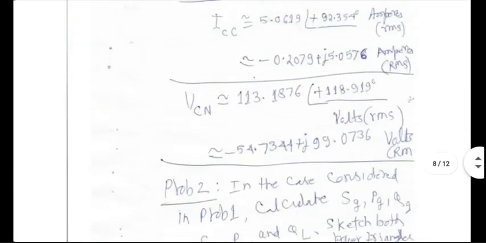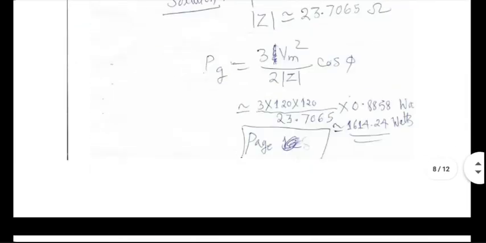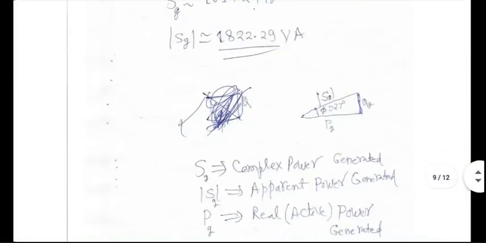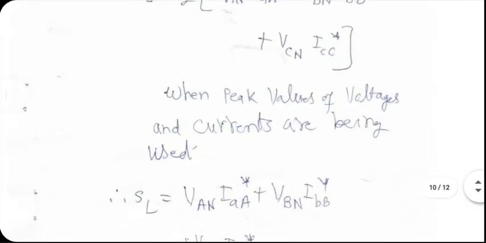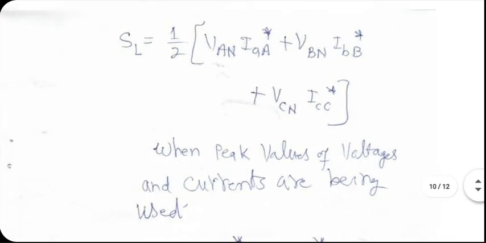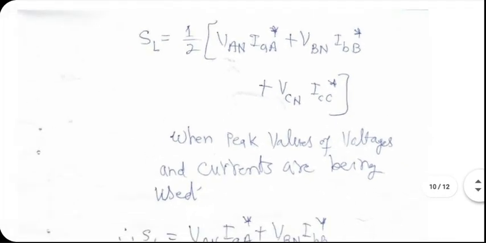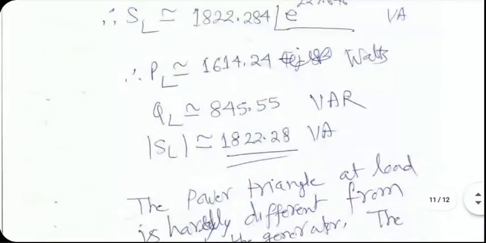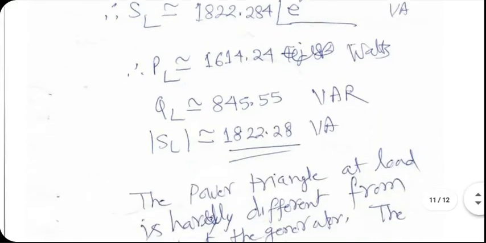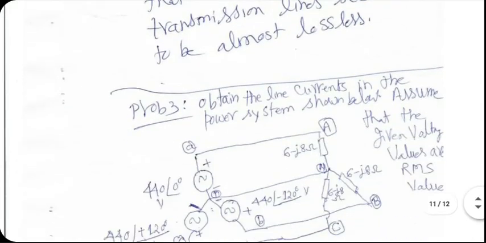Everything is known from the previous problem. It's a matter of doing the power calculations. I am adding the three per-phase powers on the load side, and then I'm getting the total power in complex form. It's a fairly involved calculation that you see here. I'm hoping there is no calculation mistake.